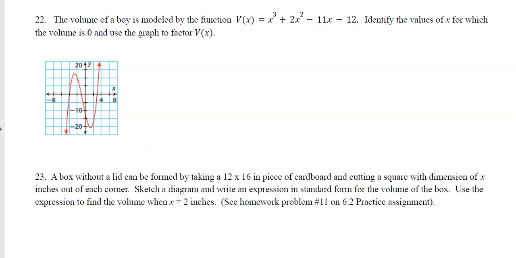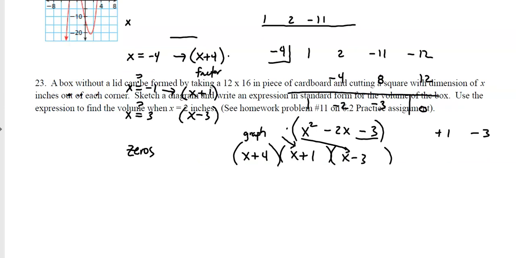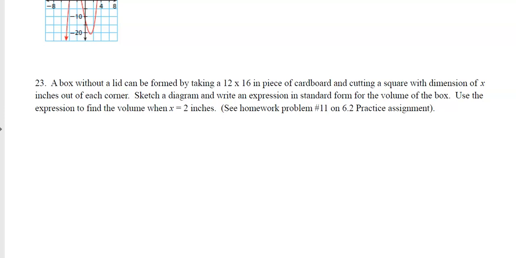All right, last one, number 23. A box without a lid can be formed by taking a 12 by 16 piece of cardboard and cutting a square with dimension x. So I'm going to draw that kind of up here.